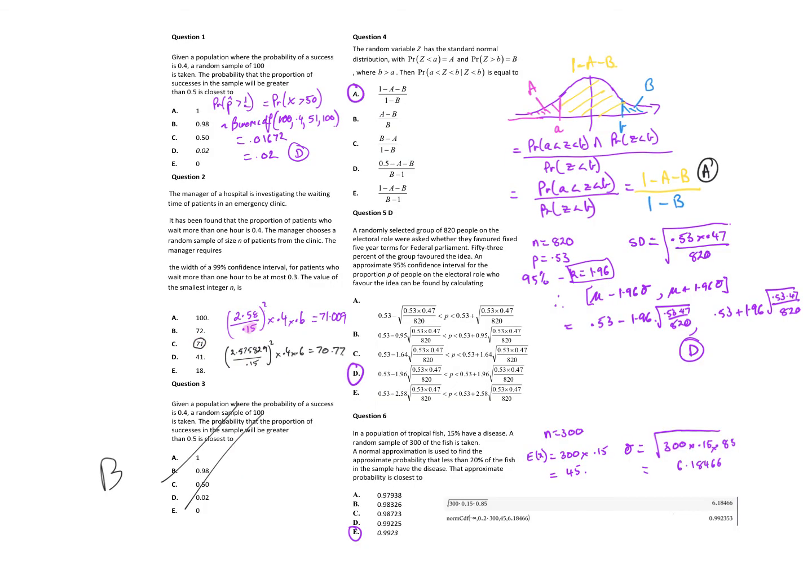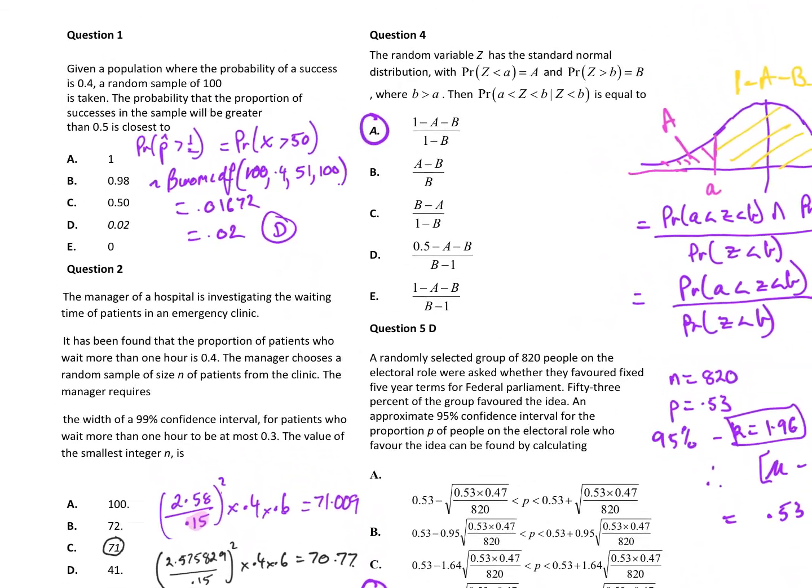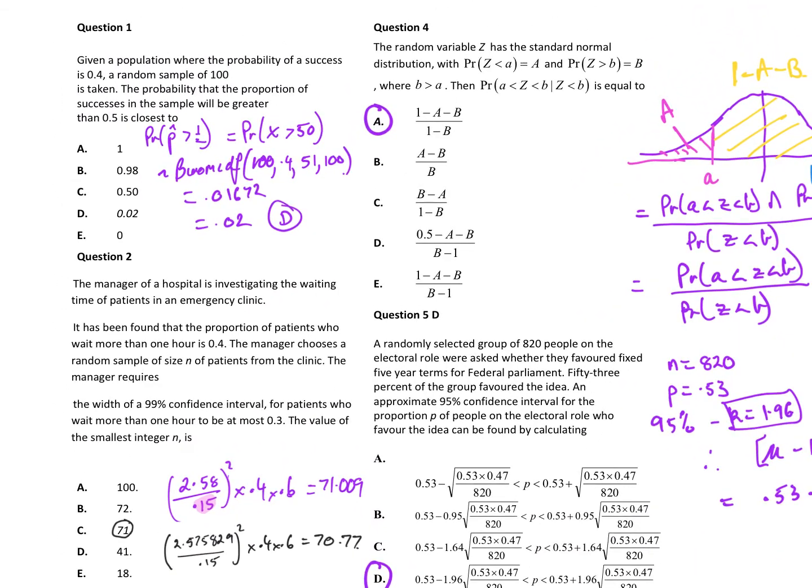All right, calculator, tech active. All right, so what have we got? Population where the probability of a success is 0.4, the random sample of 100 is taken, probability that the proportion of successes in a sample will be greater than 0.5. So we want the probability that P hat is greater than a half, which is the same then as saying that the probability of X is greater than 50.